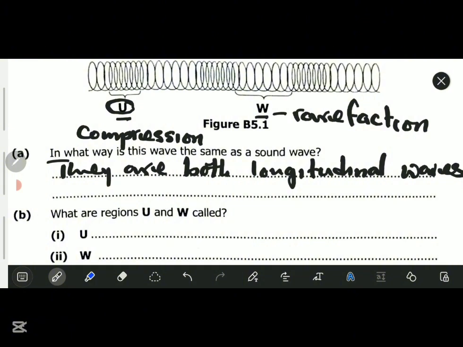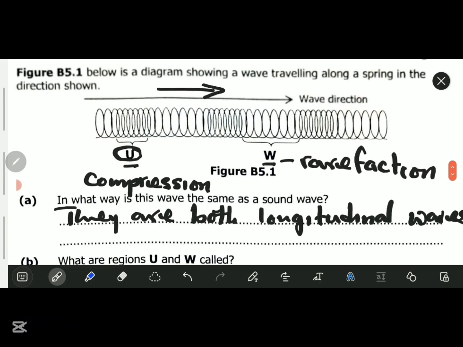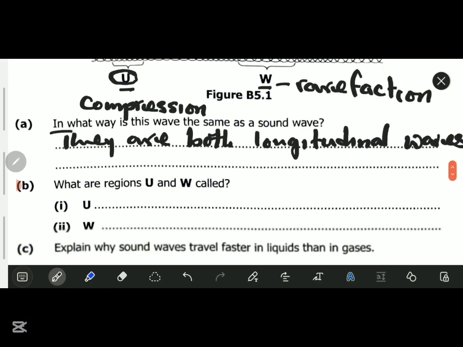The third similarity is that they both require a medium. For this wave to exist, it needs the existence of the spring. For sound to exist, it needs a medium such as air or gas or even liquids. In a vacuum, it won't happen. So those are some of the similarities.